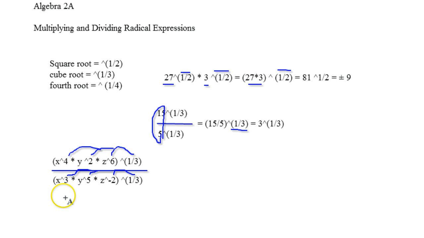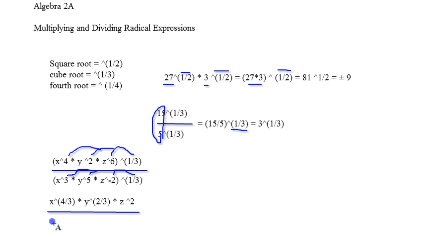So first off, I'm going to show you what happens if you distribute it. So on top I would have x to the 4/3 times y to the 2/3 times z to the 6/3, which just turns into z squared. So that's all on top.